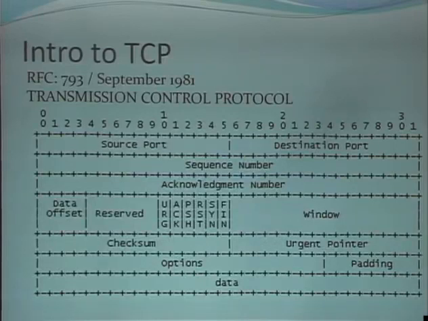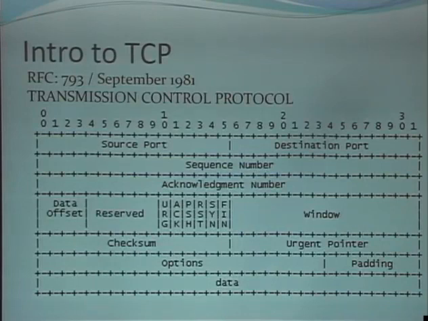Okay. So we start with the source port and destination port. This is de facto an address of layer 4. Address at layer 3 would be the IP address. Address at layer 2 would be the MAC address of the frame. So here we have address at layer 4, which is source port and destination port. We also have sequence number and acknowledgement number.